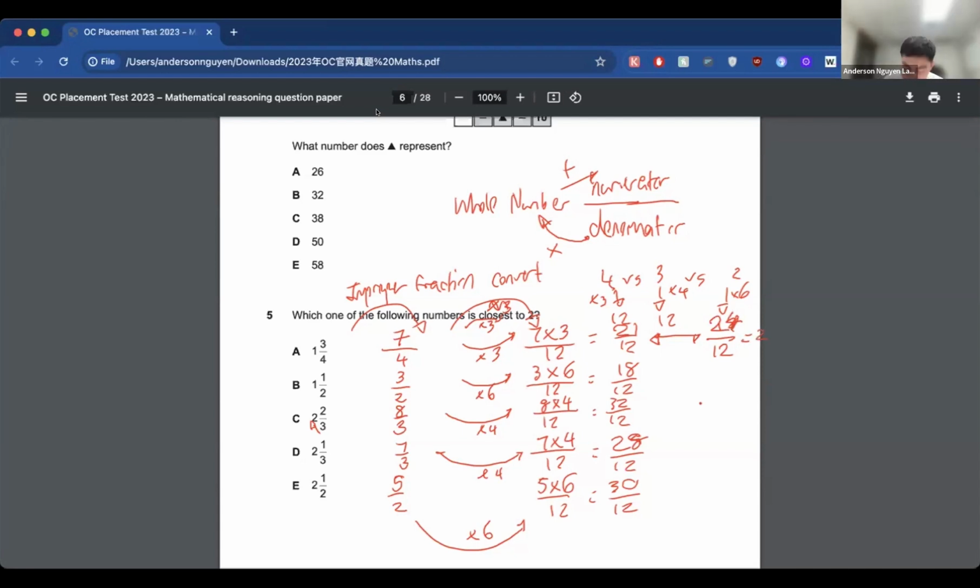And now if you compare each of them to 24 over 12, you're just comparing the top numbers. The bottom numbers are all the same. So it becomes 21 versus 24, 18 versus 24, 32 versus 24, 28 versus 24, and 30 versus 24. Which option had the smallest jump to get to 24? Now, 21 over 12 in A only had to move by 3 to get to 24 over 12. That's why A is your answer. That's the closest, the smallest jump.